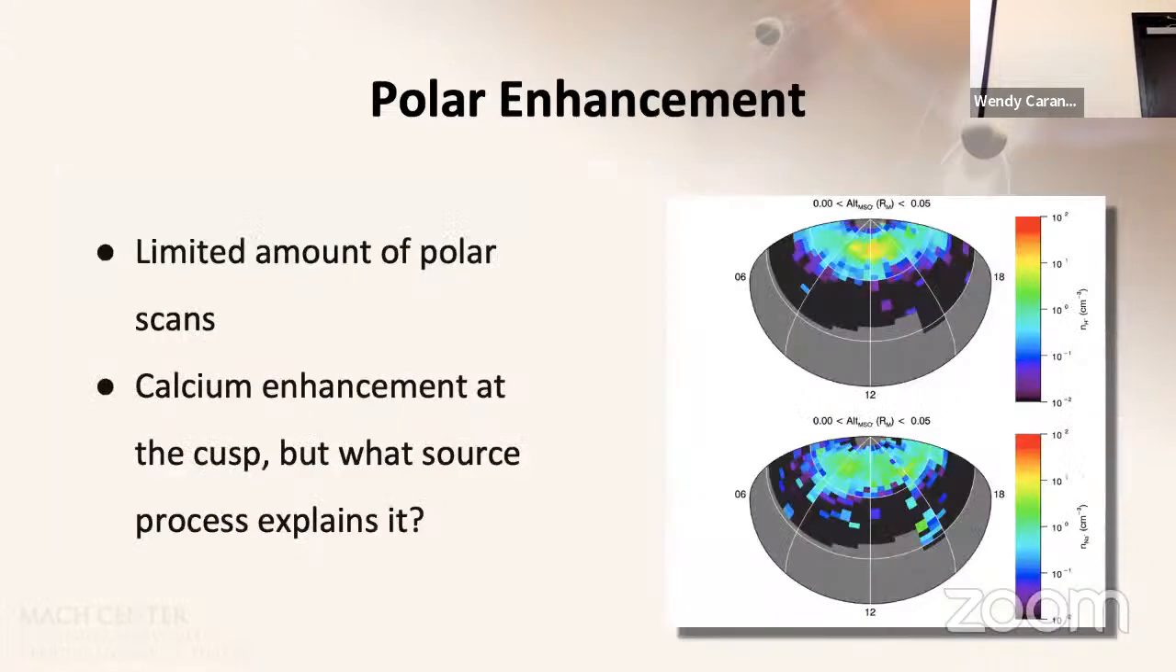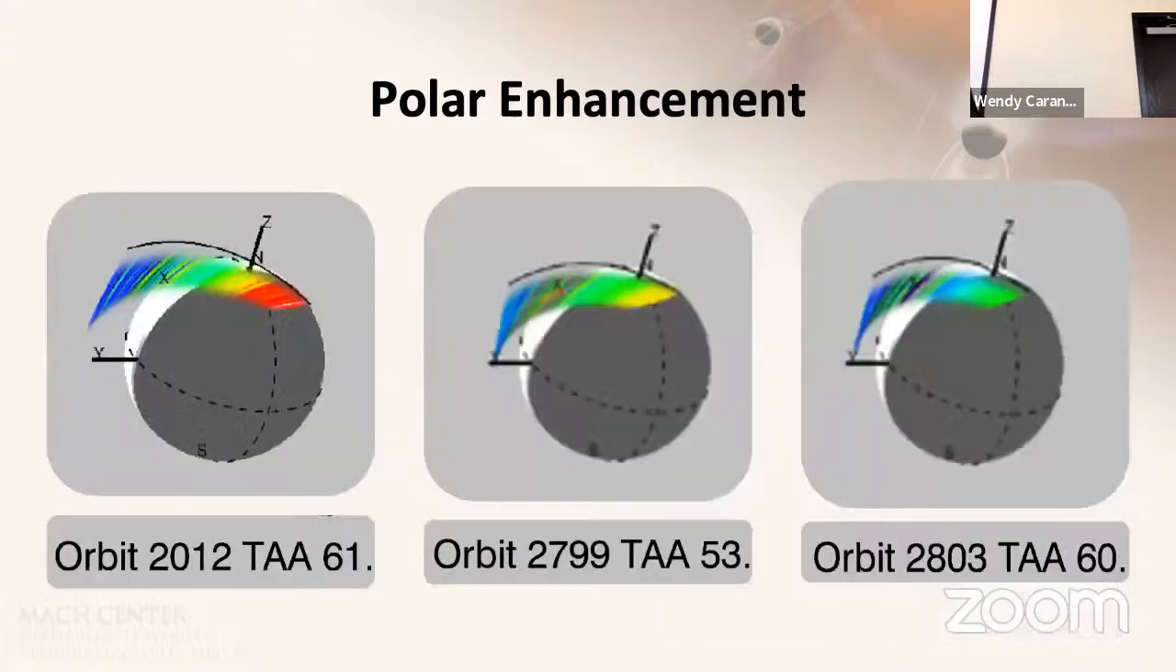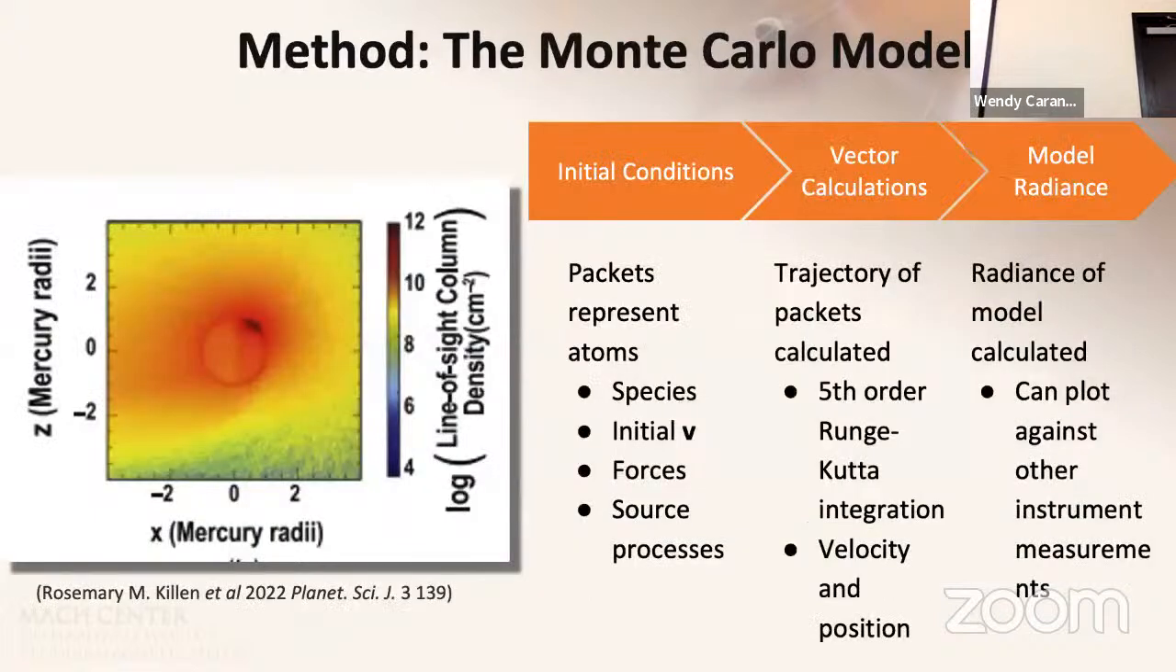The interesting thing, though, is that we also see an enhancement in the polar region of the planet. Here's a better picture. As I mentioned before, we have a limited amount of scans of this polar region, and we could theorize that maybe because this is a magnetically active region, talking about the cusp here, ion sputtering could be causing this enhancement, or the dawn source impact vaporization could be trickling up here and causing this enhancement that we see. But there really is no way to know unless we test the different source processes.